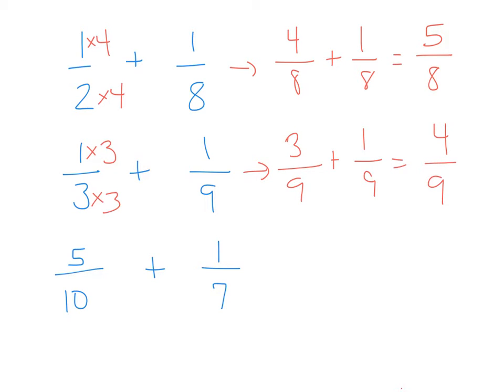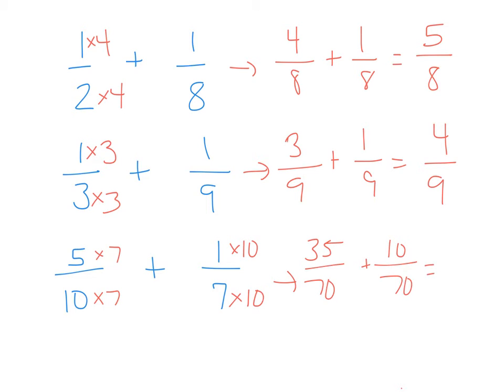Now let's look at the last problem. This one's a little bit different. I can't do 7 times something to get to 10. So I need to multiply by the opposite denominators. So I need to multiply this fraction by 10. How do I know where that comes from? It comes from this denominator. It goes over there and there. And for my other fraction, I need to multiply by 7. I multiply these out, and I have 35 70ths plus 10 70ths. Now that equals 45 70ths.